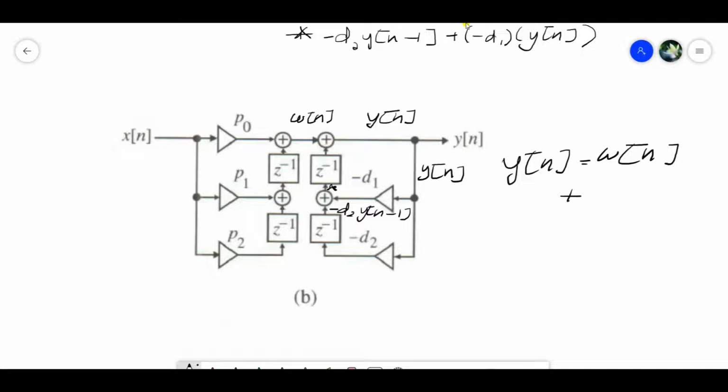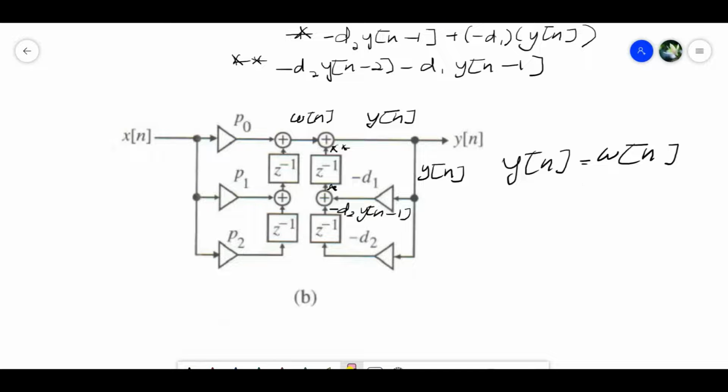Because this is a multiplier, yn multiplies with negative 1, and sums with this particular signal. Then all this signal is delayed by 1. So at this part, it is all delayed by 1. So negative d2 yn minus 2, minus d1 yn minus 1. So that is the output here, right?